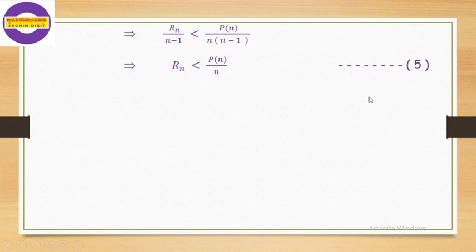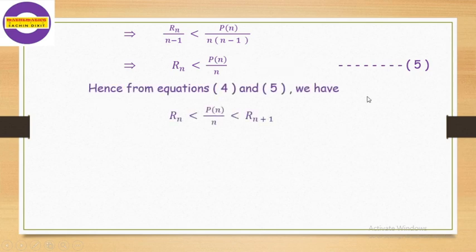And in equation 4 we have to show that this Pn upon n is less than Rn plus 1. Now we combine these two results. Hence from equations 4 and 5 we have Rn is less than Pn upon n is less than Rn plus 1.